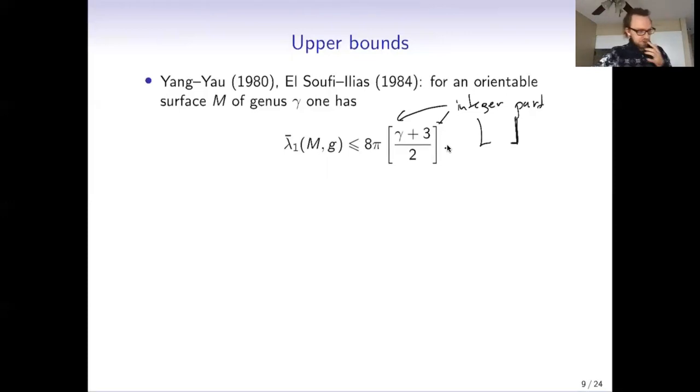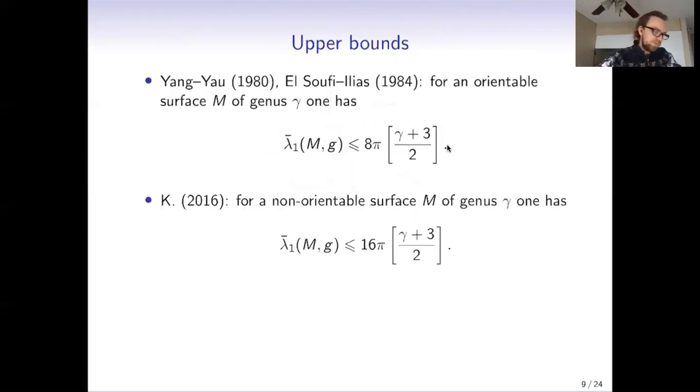The point is that it doesn't really matter what the value on the right-hand side is for now. The point is that independently of gamma, whatever gamma is, the normalized eigenvalue is bounded by this quantity. In particular, it tells you that big lambda 1 is bounded, it's not equal to infinity. You can prove the same thing for non-orientable surfaces. You have a slightly worse constant, but the point is the same. Big lambda 1 is a finite quantity.